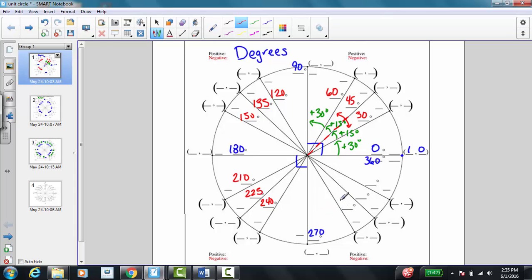Adding 30 degrees again, I get 300 degrees. Then adding 15 degrees, I get 315. Adding another 15 degrees, I get 330. And adding 30 degrees does get me back to 360 degrees. So you can see how starting at 0 degrees and rotating along 30 degrees, 15, 15, and 30 degrees, I can use that symmetry to get me all the way around the unit circle in degree measures.